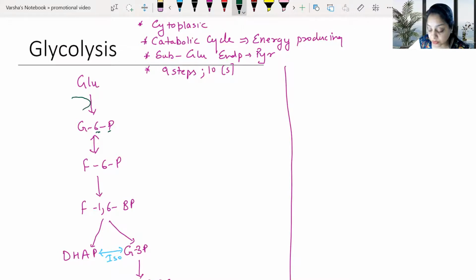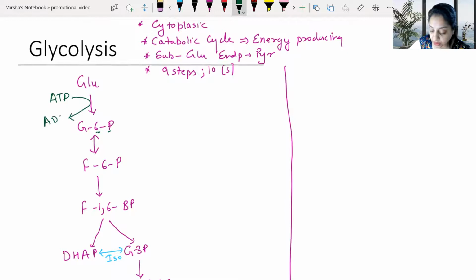From where is this phosphate coming? This phosphate is coming from ATP. Initially, the molecule is stable, it's dead, it doesn't want to interact with anything. So you have to charge up the molecule, and that is done by using energy. So ATP is being used.